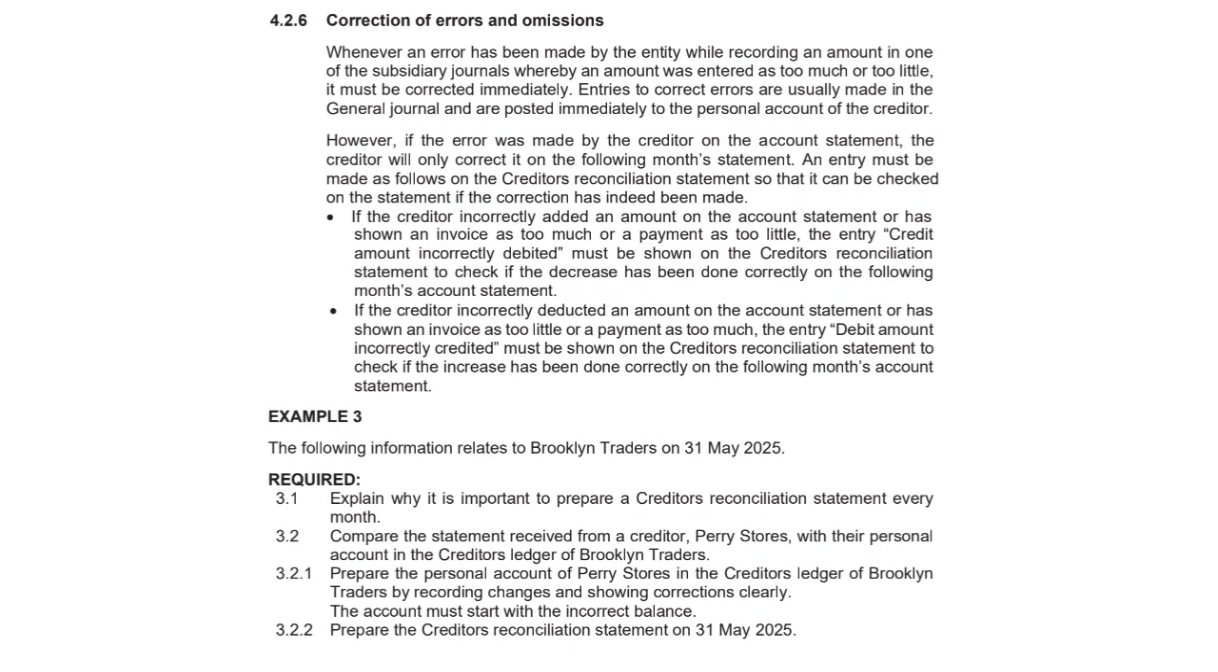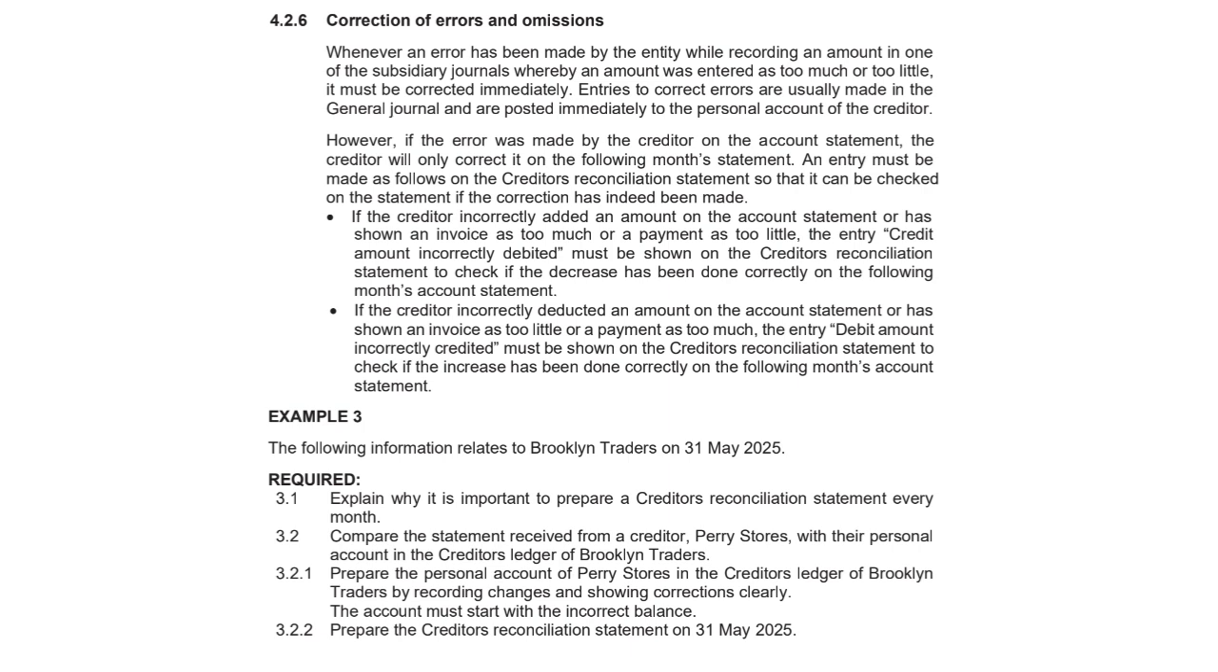4.2.6. Correction of errors and omissions. Whenever an error has been made by the entity while recording an amount in one of the subsidiary journals, whereby an amount was entered as too much or too little, it must be corrected immediately. Entries to correct errors are usually made in the general journal and are posted immediately to the personal account of the creditor. However, if the error was made by the creditor on the account statement, the creditor will only correct it on the following month's statement.